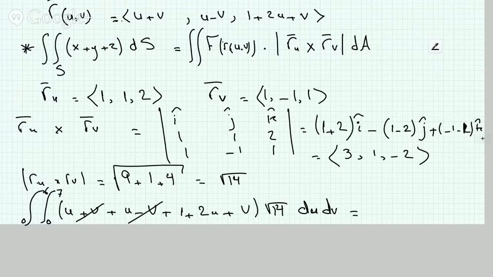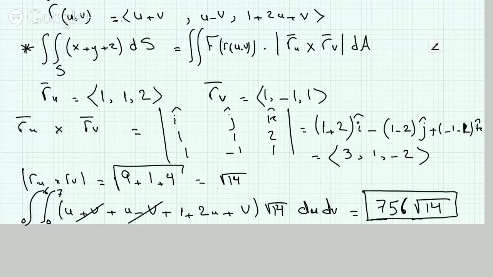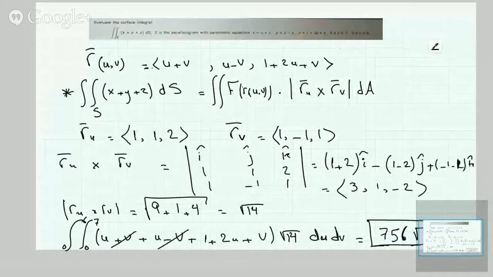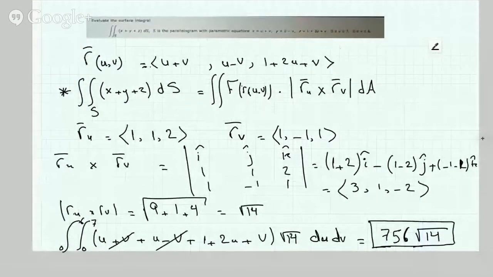I will just give you the answer, which turns out to be 756 root 14 after I did it on Maple. And I worked it out by hand initially, but then confirmed it on Maple. I always work out my integrals by hand, and then to make sure I use some kind of digital software to confirm the correctness of the answer. This concludes this question on how to evaluate the surface integral on a parallelogram with given parametric equations.